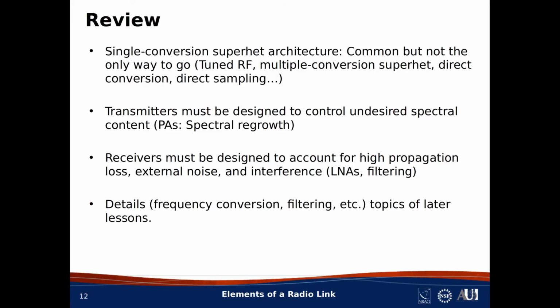We talked about transmitters and the fact that they must be designed to control undesired spectral content, a principal issue being the spectral regrowth of power amplifiers. Receivers must be designed to account for high propagation loss, external noise, and interference, and much of this burden falls on the low noise amplifier and the filtering that's done in down conversion. Finally, details on all of these things, frequency conversion, filtering, and so on, are topics for later lessons.